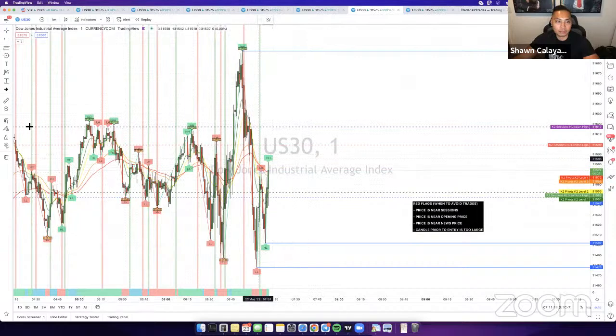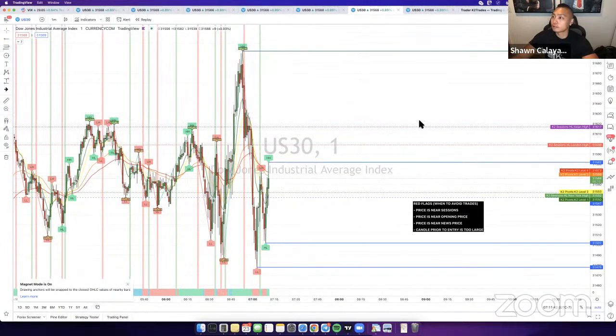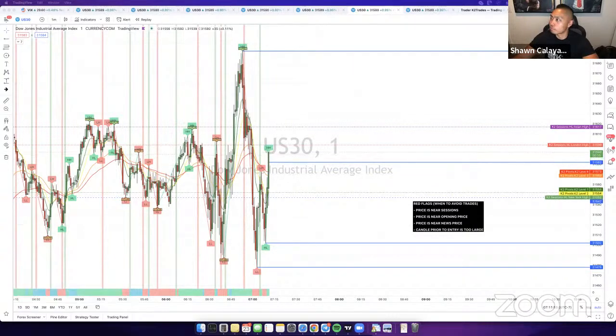Now, what a messy chart for a Monday. I was hoping for a smoother move, but not exactly the market I was looking for today. All right, so other than that, there's not really much for us to take right now.